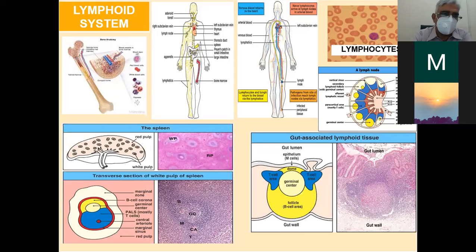So we were talking about the lymphoid system. This lymphoid system is not a part of innate immunity. Or you can say it is also a part of immunity, but the lineage is different. It originates from stem cells that are lymphoid cells or lymphoblasts. They develop in the bone marrow and go to the bursa of Fabricius and the thymus to produce T cells and B cells.